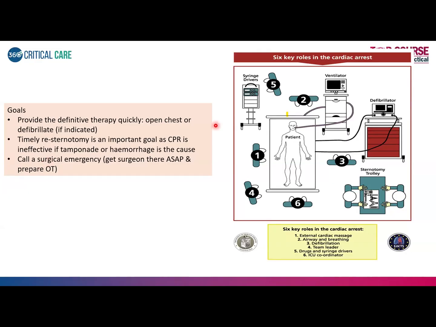Okay, 6 roles are assigned. One person has to be there for the external cardiac massage, that means for the CPR. Airway and breathing need to be managed, so one person needs to manage the defibrillation. There has to be a team leader like in any other cardiac arrest protocol or ACLS protocol. Drugs and syringes, one person can manage, and there has to be an ICU coordinator. So this is another important role which is different from that of other cardiac arrest cases, where the ICU coordinator has to run and call the OT and activate along with the surgeons as early as possible.